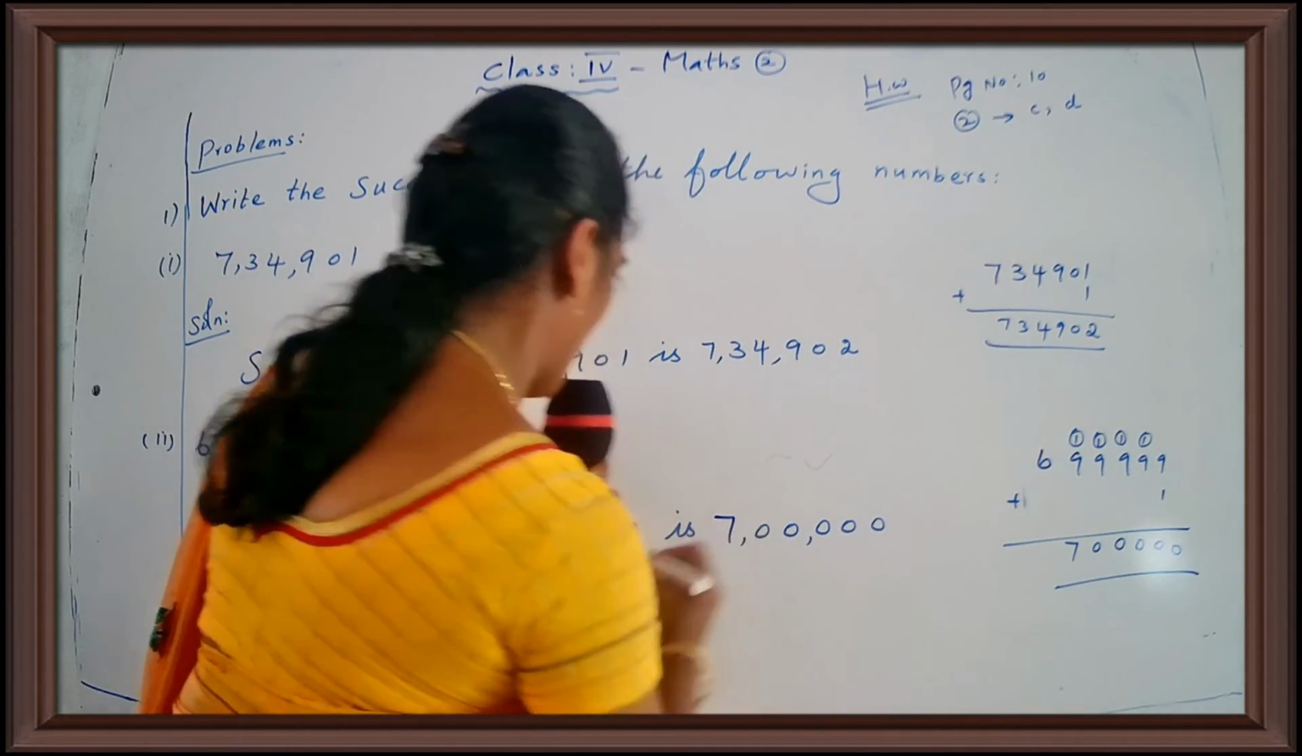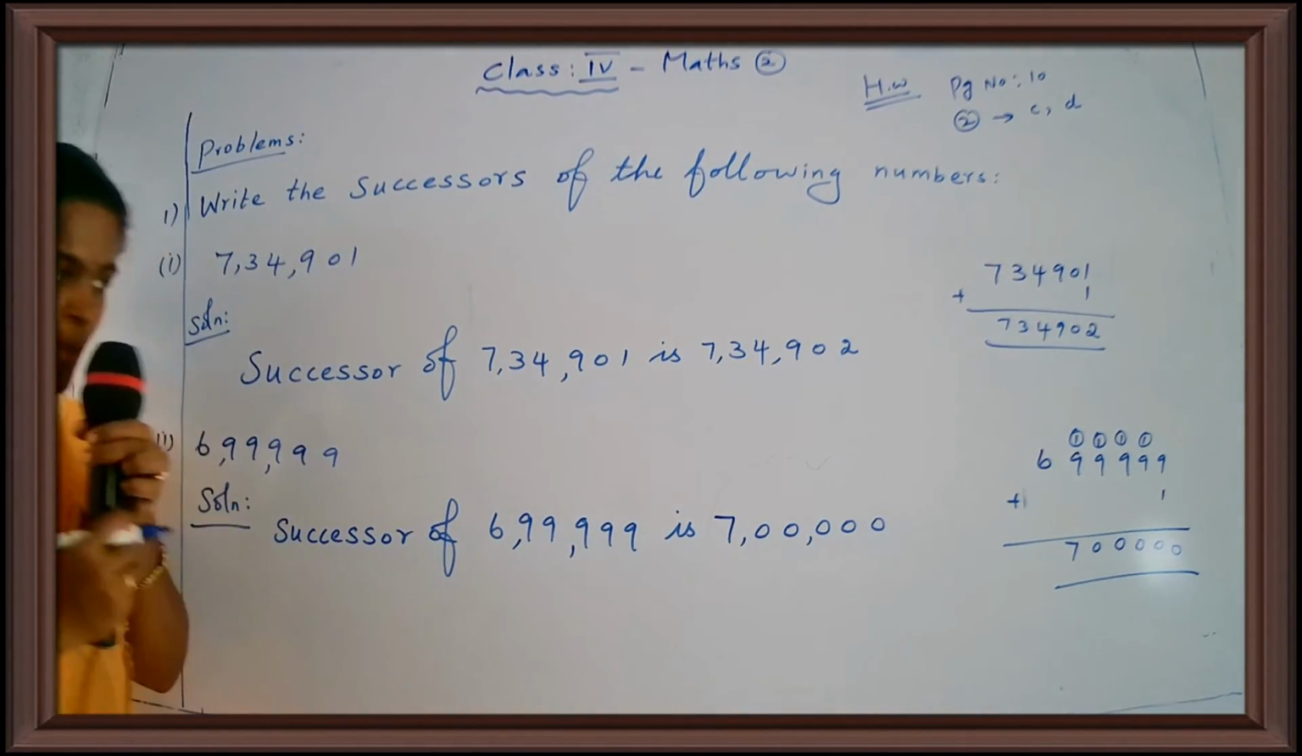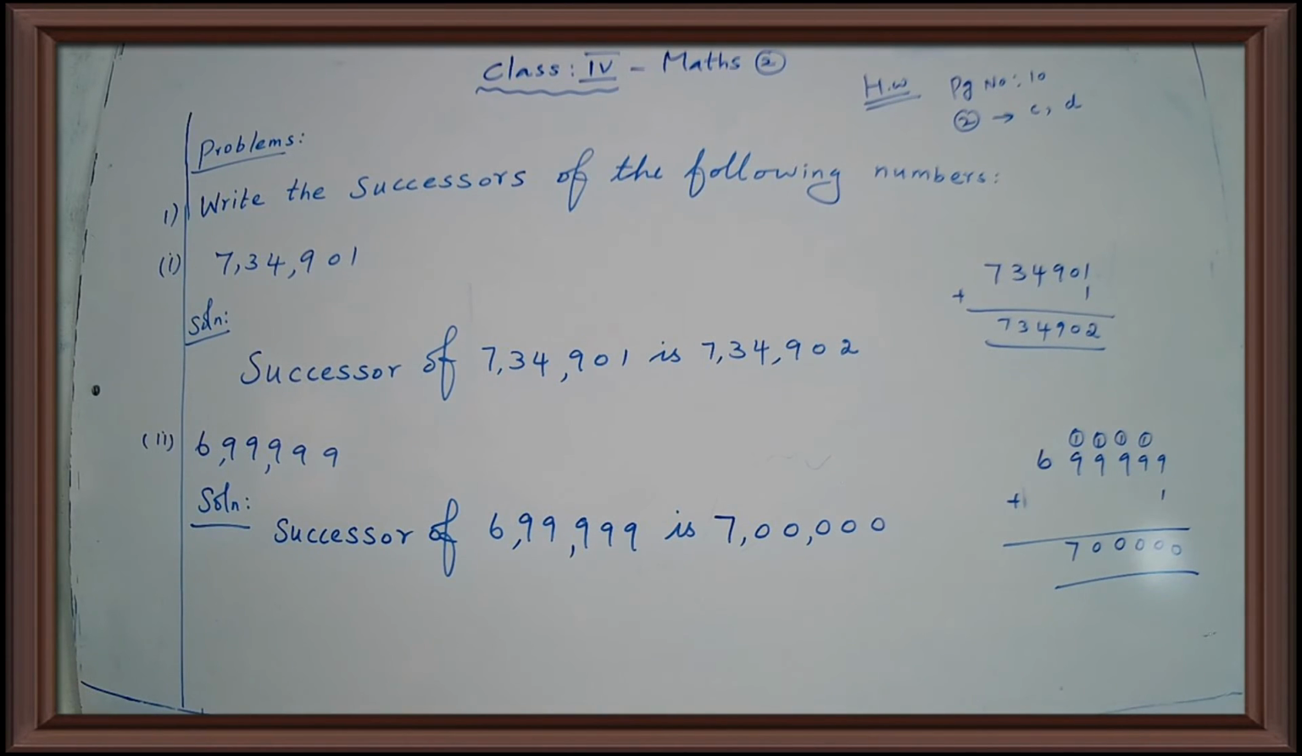The successor is the number just after a given number. Otherwise, we add 1 to the given number. Okay children, now the third one.